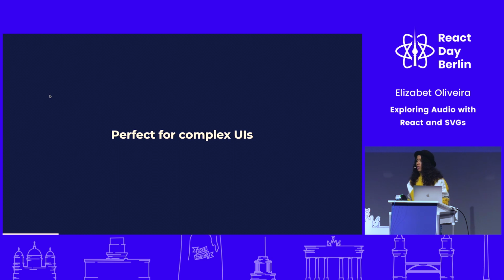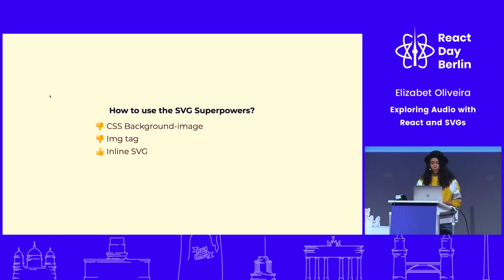Imagine that you want to create something very unique. If you try to do that with CSS, you have to know really proper CSS, position left, position right, and all of these things to put the UI the way you want. But with SVG, you just need to design with a tool like Sketch or Figma, and then you can interact with all the elements. But how can you use these SVG superpowers?